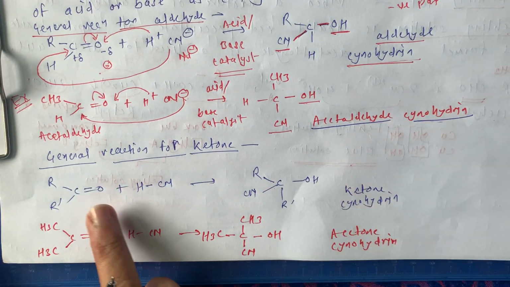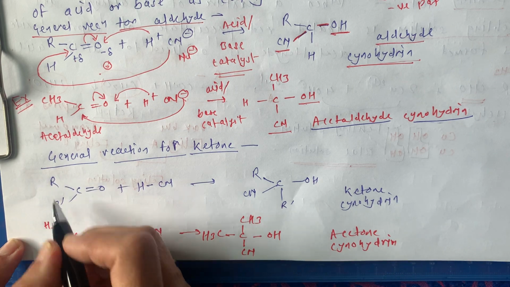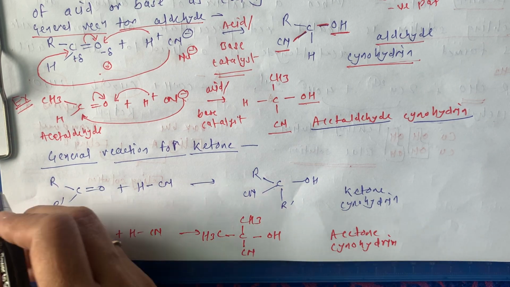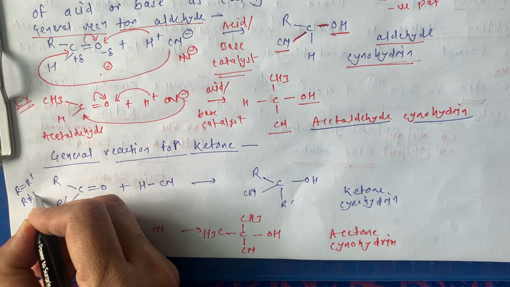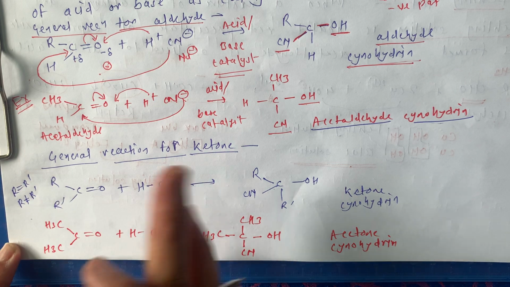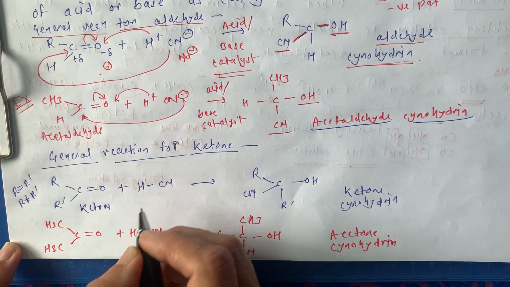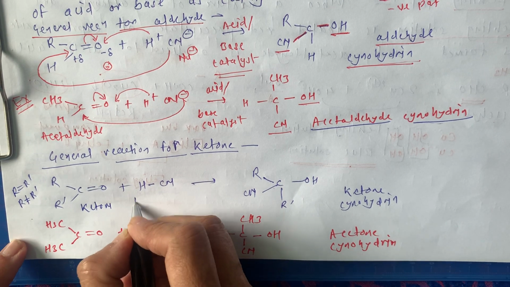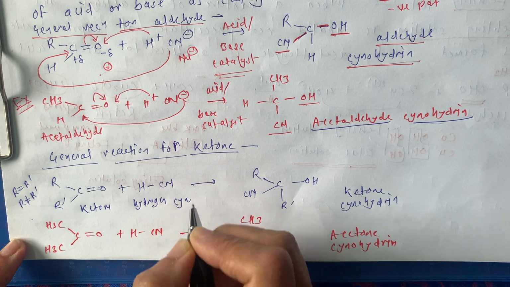Same thing we can do with the ketone. For the ketones, for understanding, I am writing R and R dash. It may be same, or it may not be same. We know this very well now. So this is our ketone. Then this is our hydrogen cyanide.